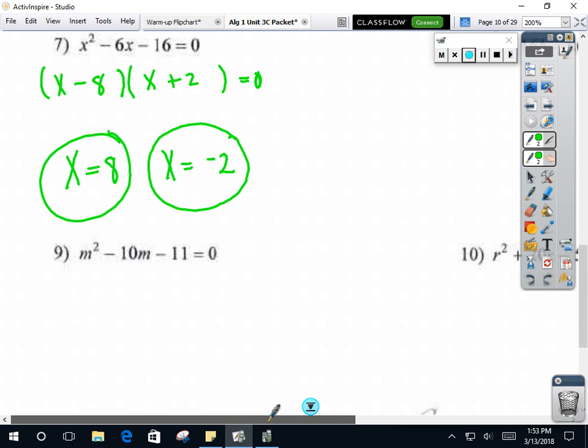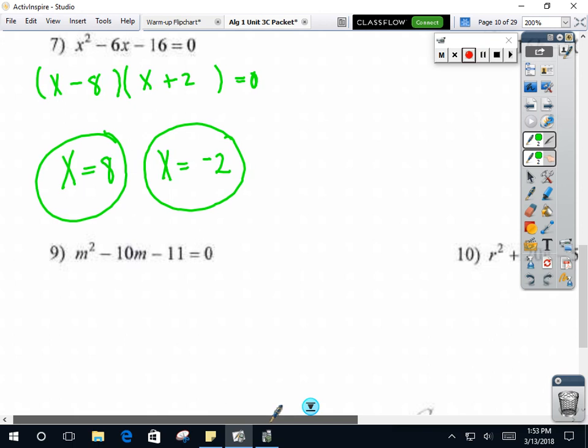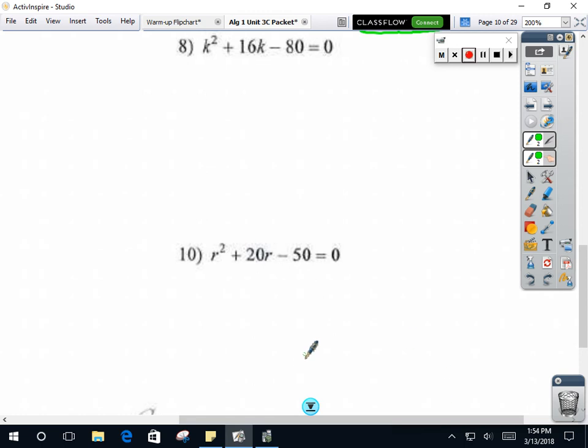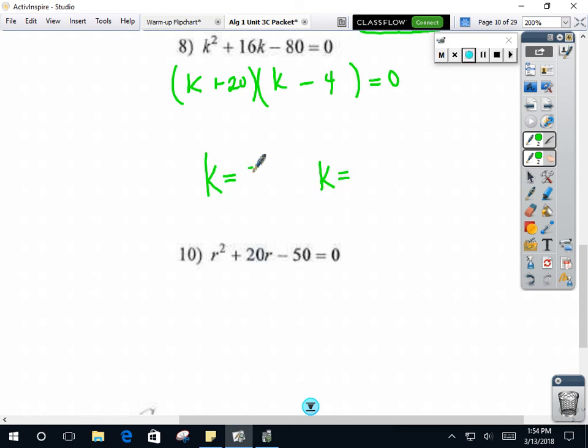All right, number 8. Okay, can this one be factored? Okay, what numbers multiply to negative 80 and add to 16? 20 and negative 4. Okay, k plus 20, k minus 4, because 20 minus 4 is 16, 20 times negative 4 is negative 80. And so if those are the factors, what are the actual solutions? Correct.